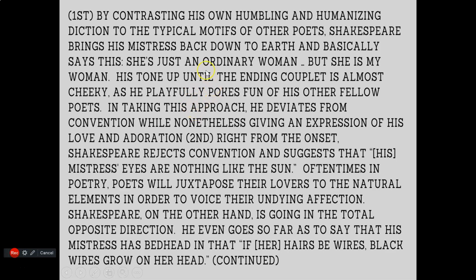And there's nothing ethereal about her at all. She's just a girl, right? Just a woman. So it's Shakespeare's playful kind of poking the ribs at his contemporaries, that came before him and during his generation of sonneteers. So we're 3 sentences in. The 4th sentence begins the second premise. Right from the onset, Shakespeare rejects convention and suggests that his mistress's eyes are nothing like the sun. So you begin quoting, paraphrasing right in the 4th sentence.